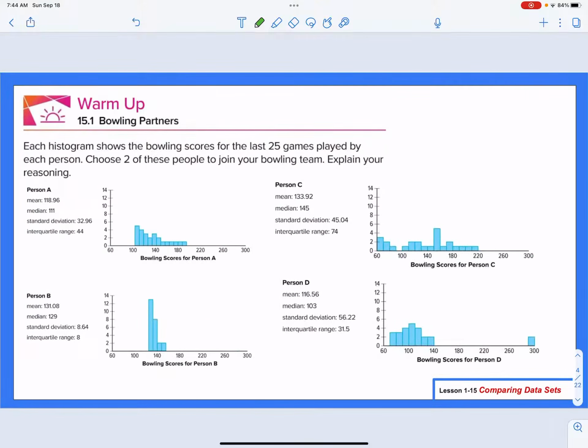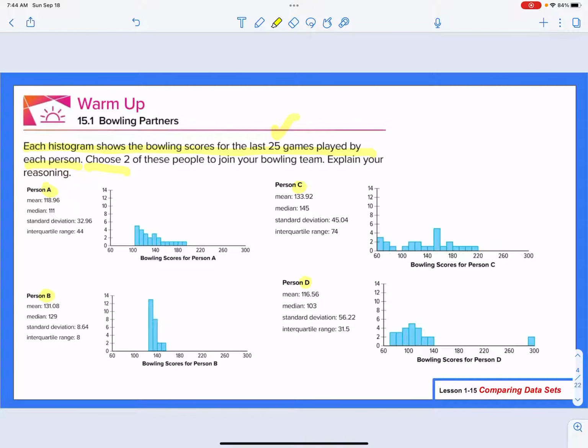So here we go. Warming up. It says each histogram shows the bowling scores for the last 25 games played by each person. Choose 2 of these people to join your bowling team and explain your reasoning. So here we have a variety of scores from 4 people, person A, person B, person C, and person D. We can see their range of scores for 25 games, and you get to decide which 2 people you would like to have on your team. So take a moment to look at those 4 data displays and make a decision about which 2 people you would like to have on your team.